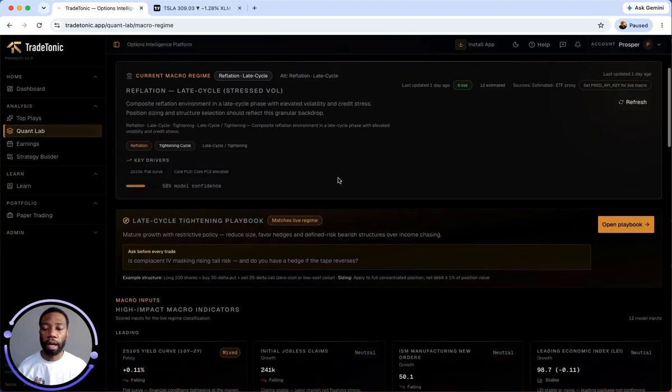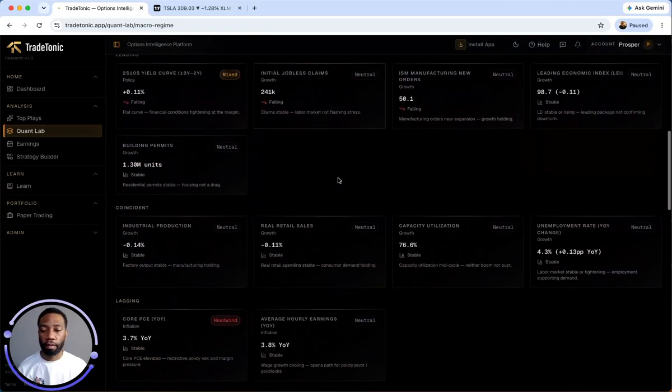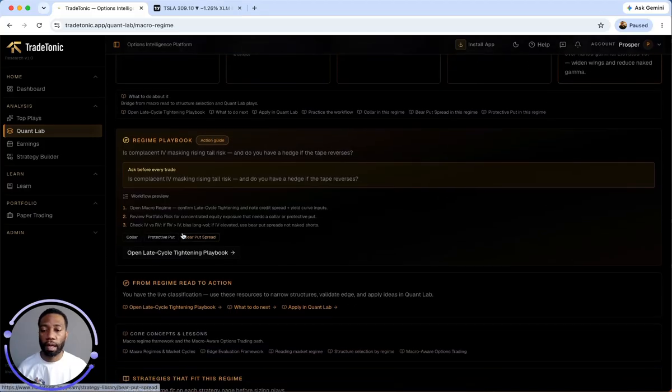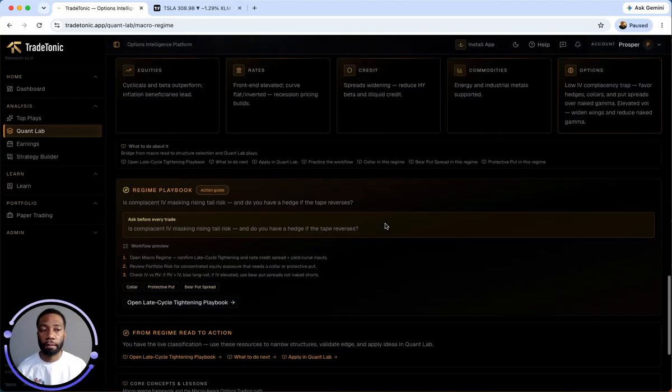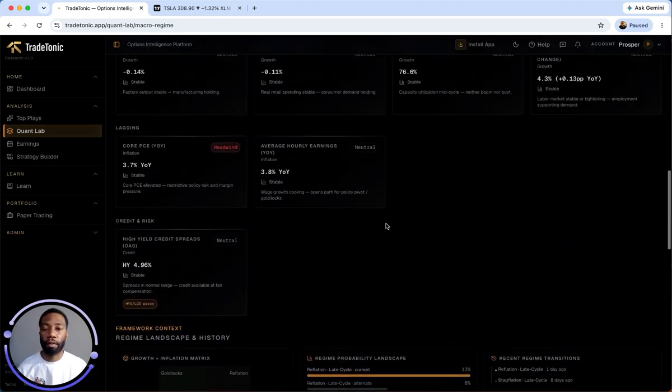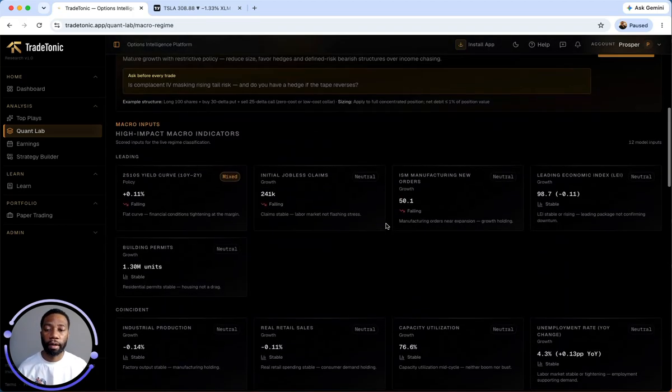And so we ask ourselves, what types of opportunities usually make sense during this time? And it's very similar to the stagflation regime. So we're looking at some collars, some protective puts, and some bear put spreads, right? So we're going to be looking today at how we can find some opportunities that are either in a collar structure, a protective put structure, or a bear put spread structure on with high conviction and high probability of profit or reasonable probability of profit, right?